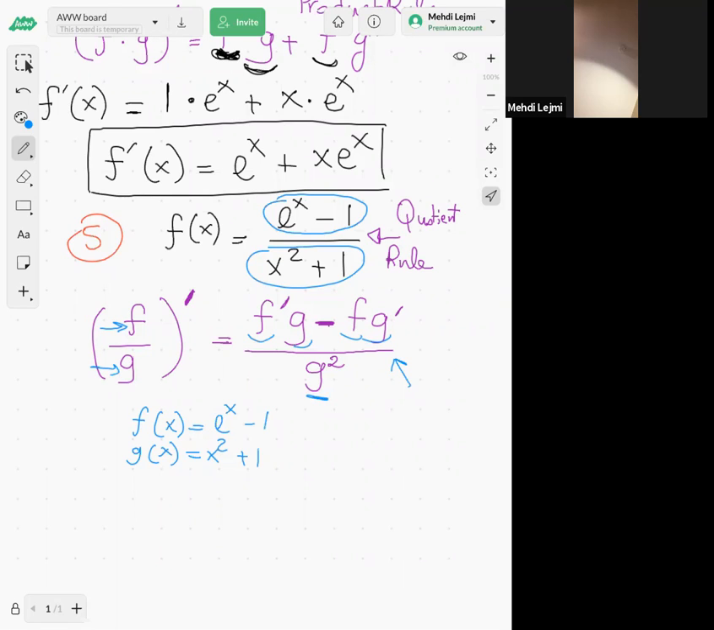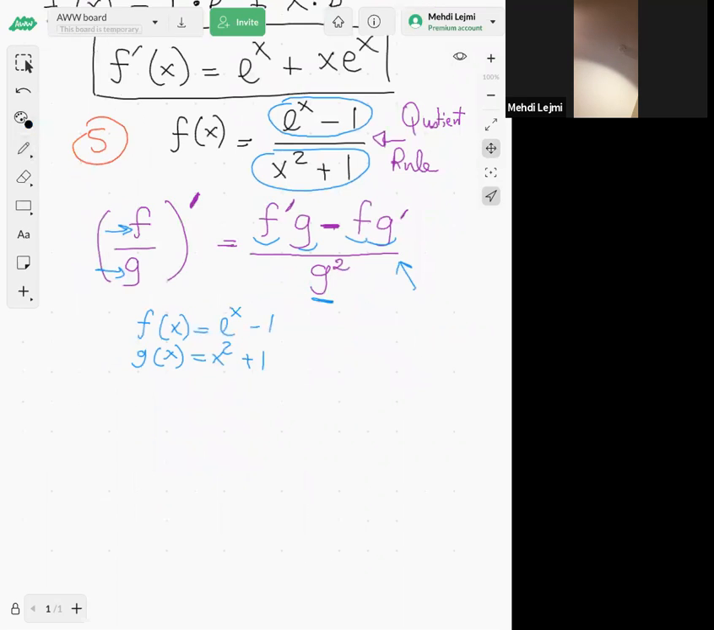So let's compute the derivative then. The derivative of our function, f prime of x. First, the quotient rule says it's f prime. My f is e to the x minus 1, right? So what's the derivative of this e to the x minus 1?